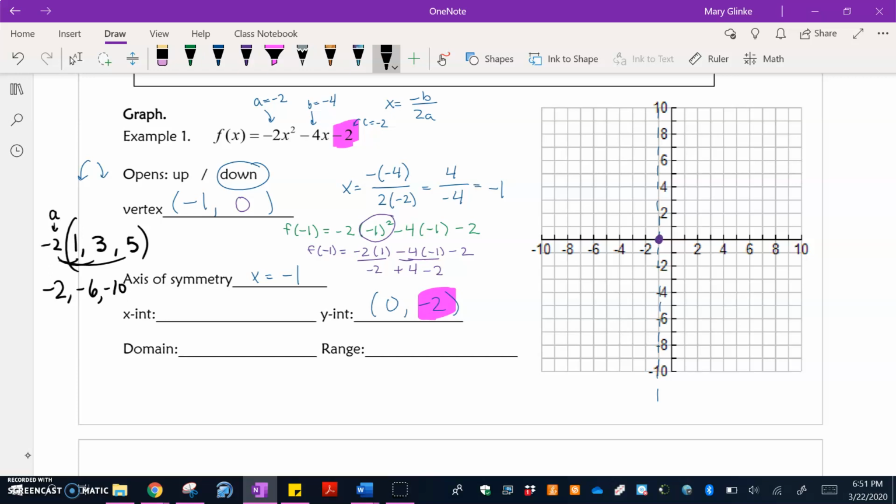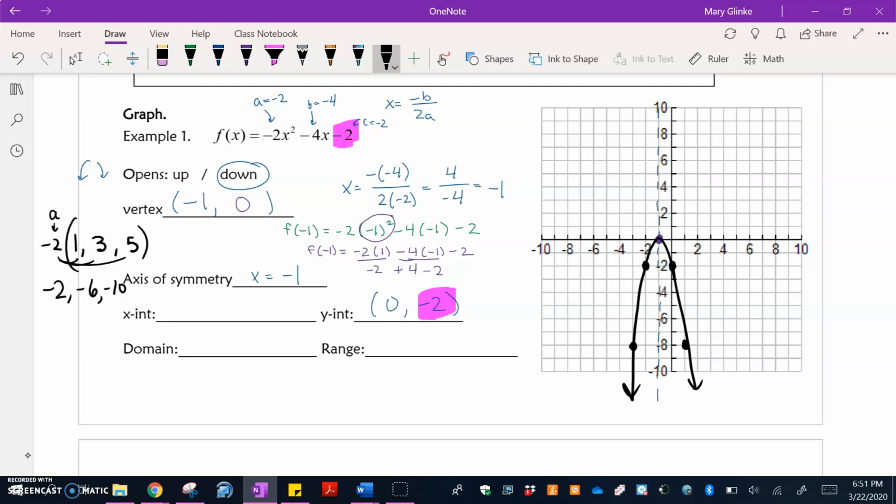That means starting from my vertex, I'm going to go over 1, but I'm going to go down 2 on each side to get to the next point. From these points, I'm going to go over 1 and down 6 on each side to get to the next points. And then I will go over 1 and down 10, but it's off of my graph. So now I can connect those dots and make it into a parabola.